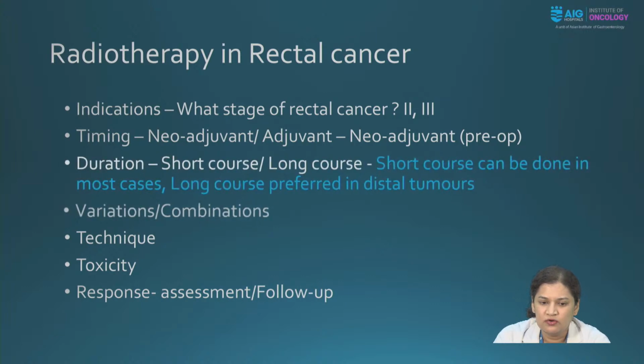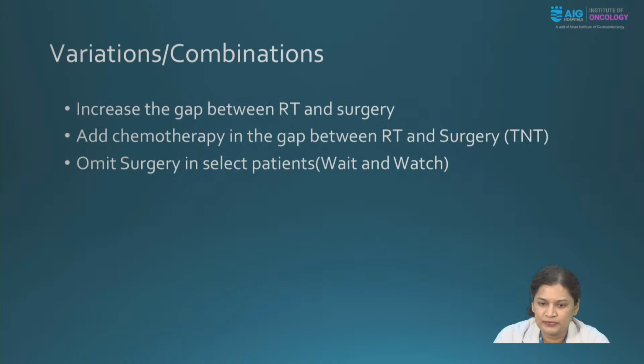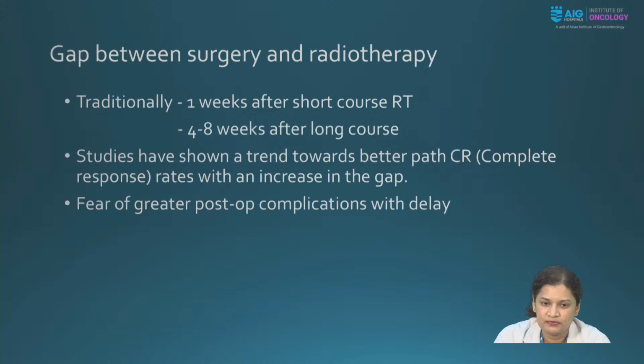Then, are there any more variations and combinations apart from just these two schedules? Yes, there are. One group tried to increase the gap between radiotherapy and surgery. Another group tried to add in chemotherapy in the gap between radiotherapy and surgery. And another group tried to omit surgery completely in a select group of patients. So the gap between radiotherapy and surgery, as I said, is traditionally 1 week after a short course treatment and 4 to 8 weeks after a long course treatment.